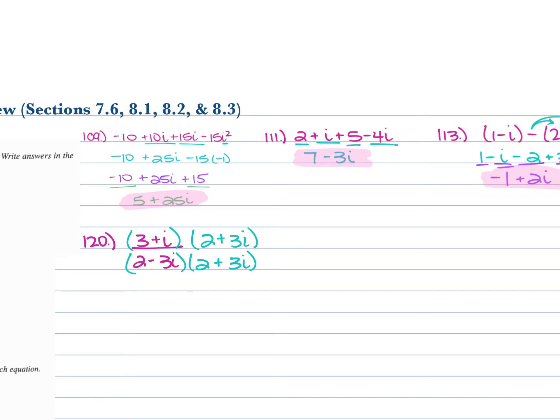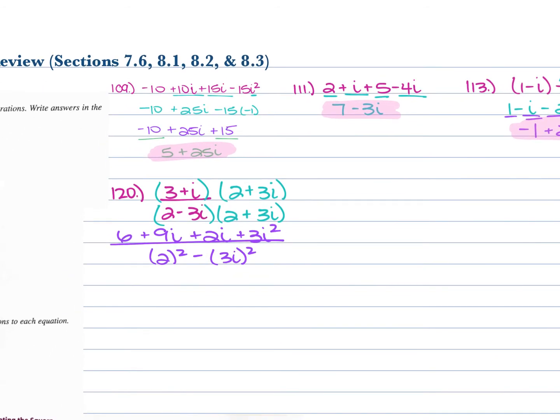Up top, you're going to want to FOIL. So the 3 times 2 gives us 6. The 3 times 3i is 9i. i times 2 is 2i. And i times 3i is 3i squared. On the bottom, you have a difference of squares, so you can take that 2 squared minus the 3i squared.